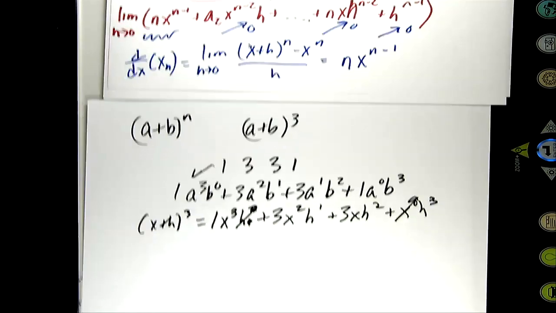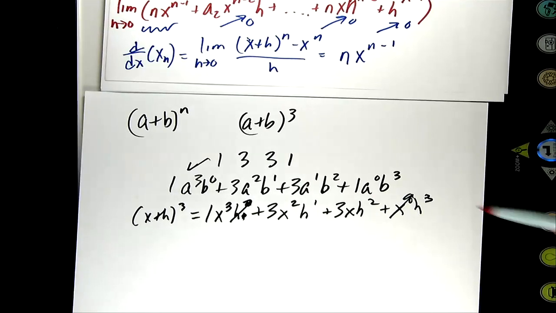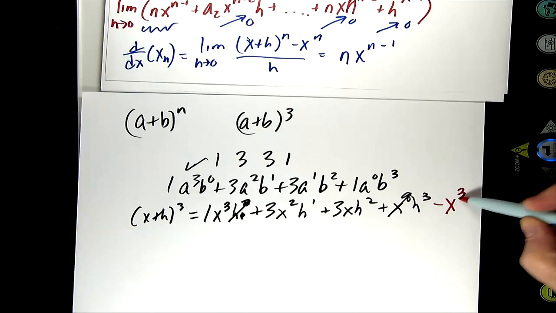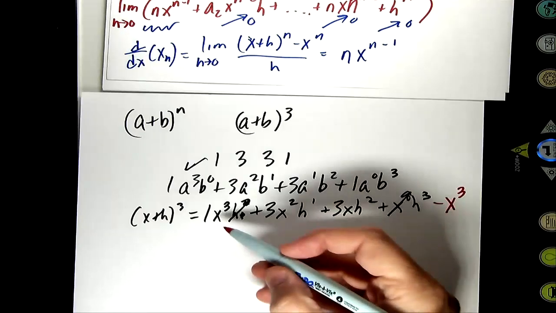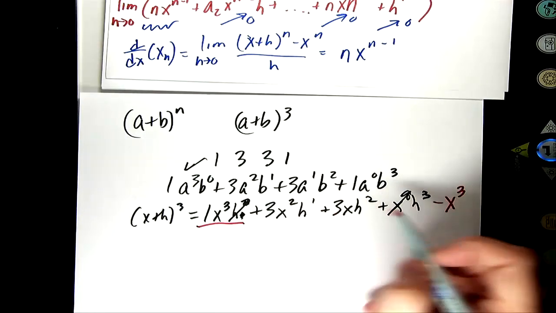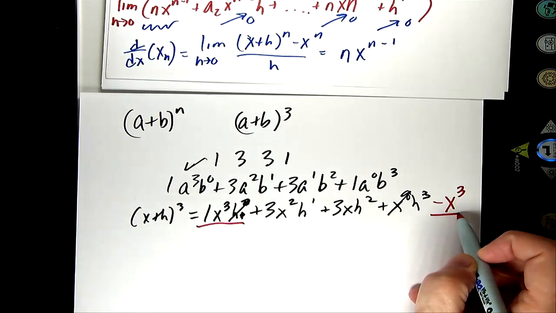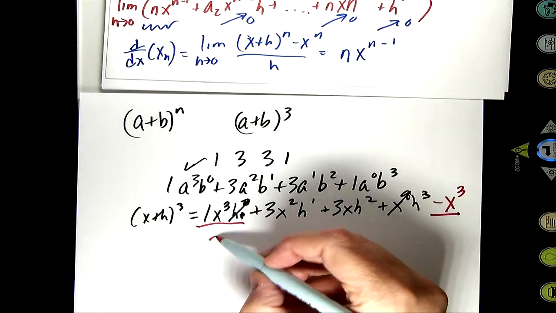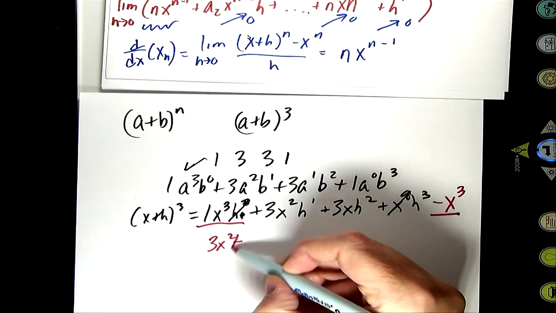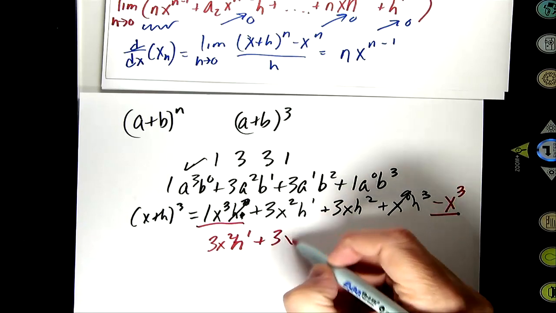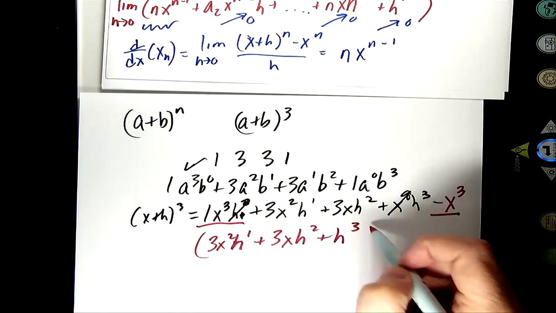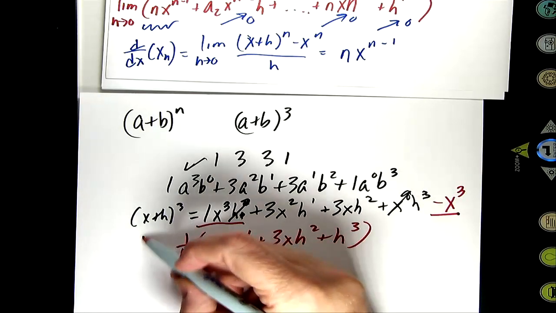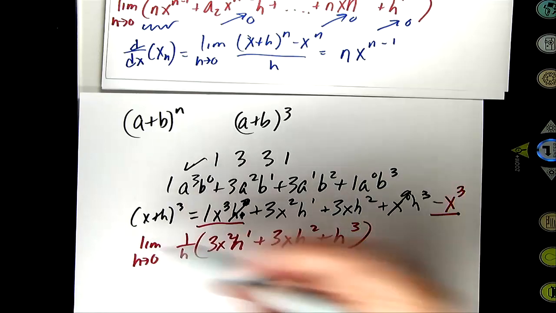Then if we were doing x cubed as our proof, we would have had minus x cubed. Notice the x cubes go away. And we would have had 3x squared h to the first power plus 3x h squared plus h cubed. We still would have had a 1 over h out front, I just hadn't been writing it down.